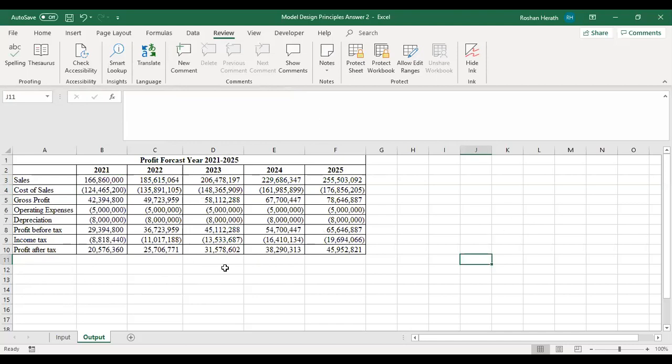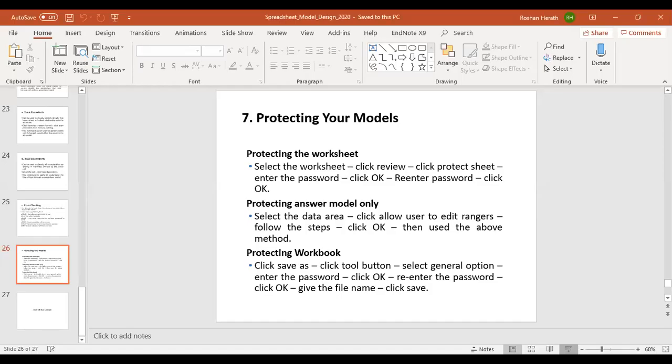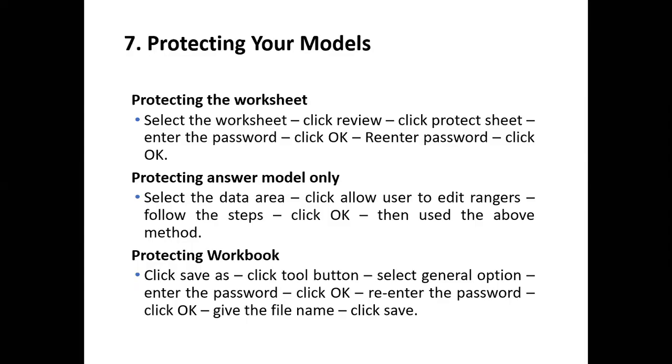So what about the protection? Out of the different protections that you have learned, just to take you back, out of these three protections, what may come in handy in this situation? The worksheet, the answer model, or the workbook? I would like to hear from you. Yes, very correct. It is obviously protecting the worksheet.